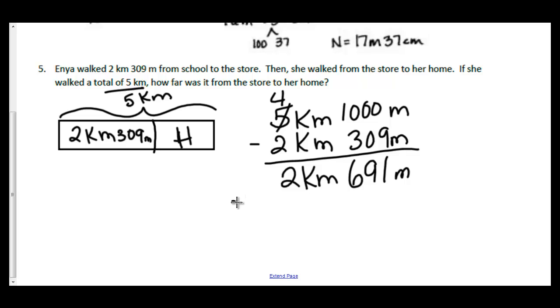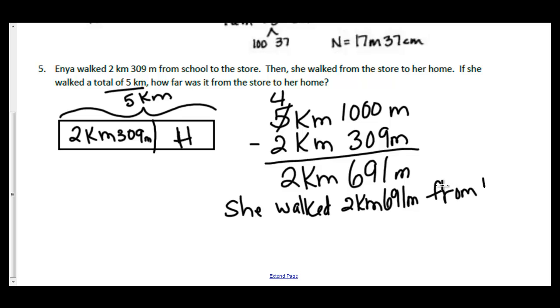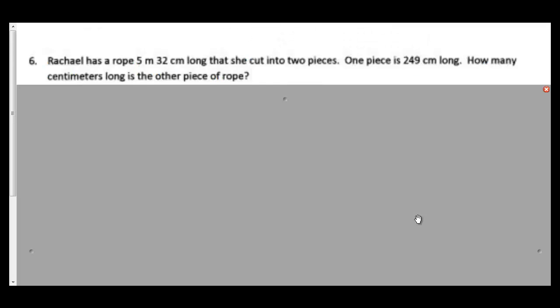So my answer would be she walked 2 kilometers, 691 meters from the store to her. All right, let's take a look at the next one.